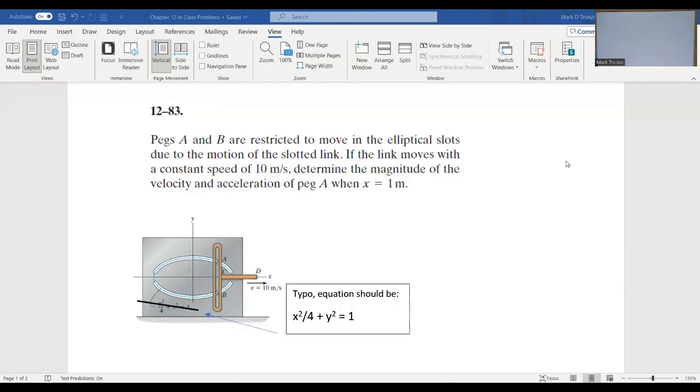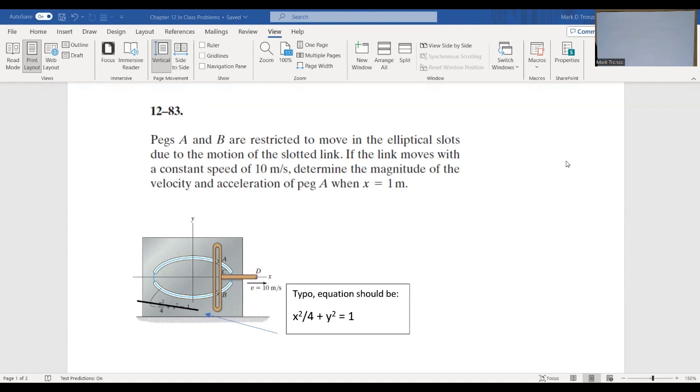And next, we're going to take a look at this problem. And first thing, notice that there is a typo in your book, at least in the version of the book that I have. The equation at the bottom here should be x squared over 4 plus y squared equal 1. I think the original had a v squared instead of a y squared. So it should be x squared over 4 plus y squared equal 1. So please fix that. And so we have this mechanism.